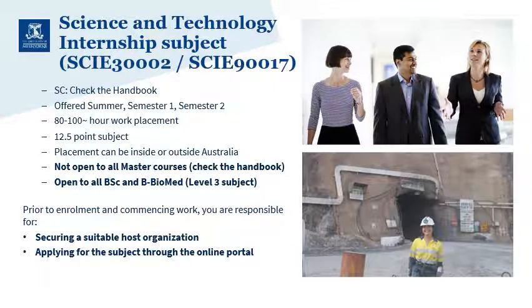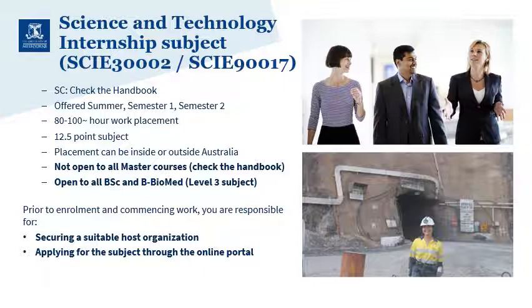So we'll take a look at each of the internship subjects individually here. We'll start with the science and technology internship subject, which is available to undergraduate students, and that's called SCIE 30002. And for master's level students, which is SCIE 90017. You need to check the handbook for who's the subject coordinator for this subject because they do change semi-regularly. It's offered summer, semester 1, semester 2, and it requires 80 to 100 placement hours. 80 is the firm cutoff for the minimum number, but if it goes slightly above 100 hours, that's fine. We do really encourage for the placements to be between 80 to 100 hours though.